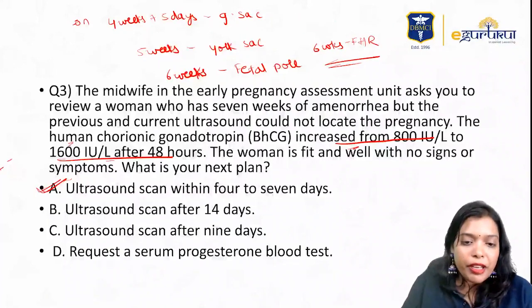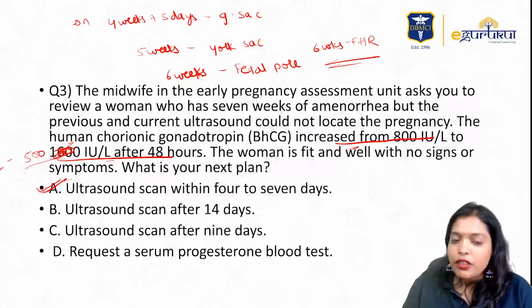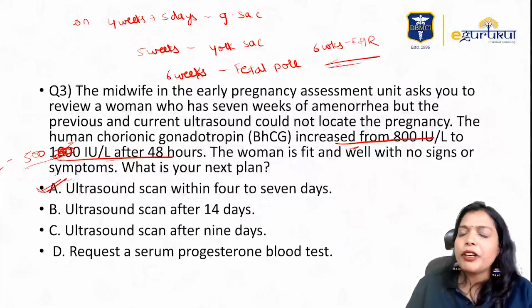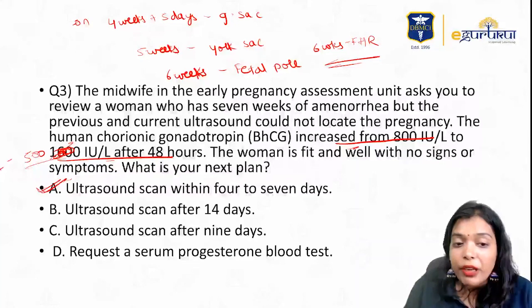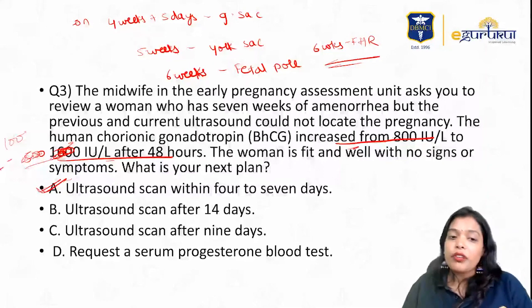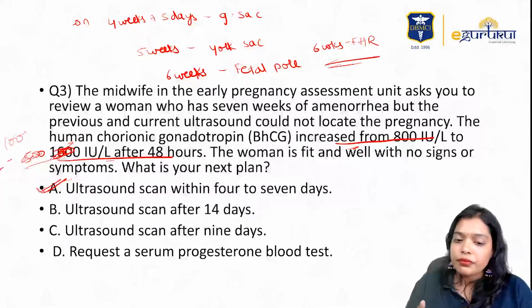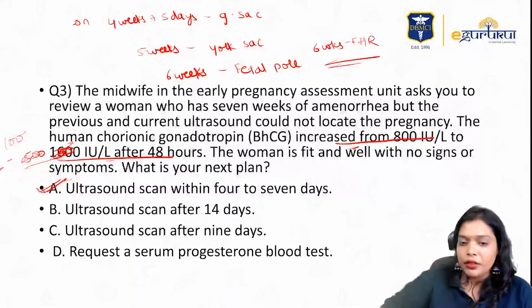If the beta HCG would have become 500, then it is a biochemical pregnancy. So you can just repeat the urine pregnancy test after 2 weeks. No need to do anything. If the beta HCG becomes somewhere around 1000, then the rise is not 50%. Then what would you have done? You have to treat it as ectopic pregnancy. Okay.